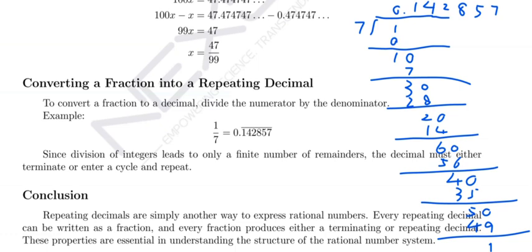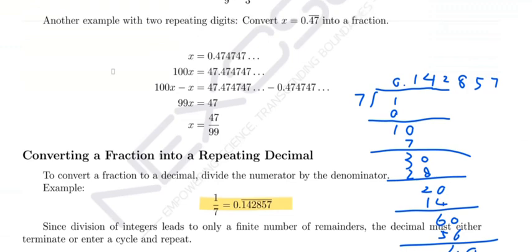10 divided by 7 gives 1 with remainder 3. 30 divided by 7 gives 4 with remainder 2, and so on. Therefore, 1/7 equals 0.142857 repeating. So any fraction, when written as a decimal, is either a decimal with a finite number of digits or a decimal whose digits repeat forever.